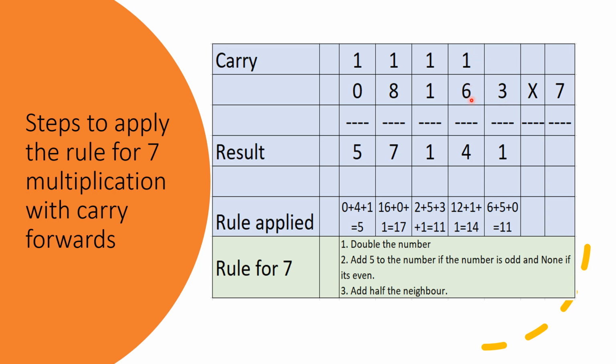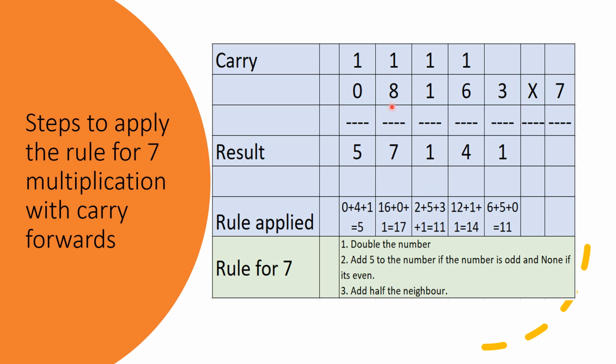6 is an even number, so we'll just double the number plus add half the neighbor. The neighbor is 3, so half the neighbor is 1, plus carry forward 1, so it is 14. You keep the result as 4 and carry forward 1 to the next digit. Since 1 is an odd number, we are adding 5 after doubling the number, plus 3 is half the neighbor of 6, and plus 1 is a carry forward, so 11. We'll keep the result 1 and carry forward the number 1 towards the next digit.